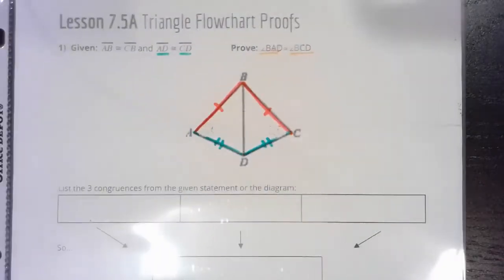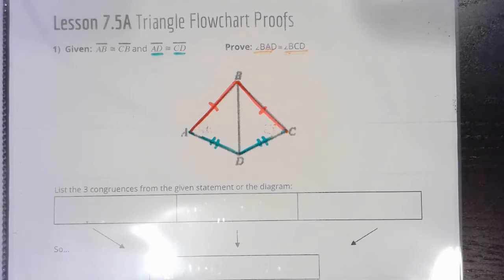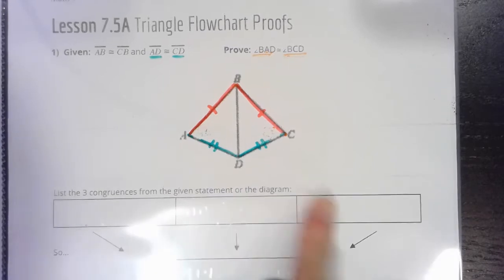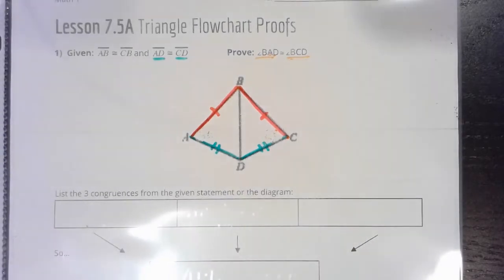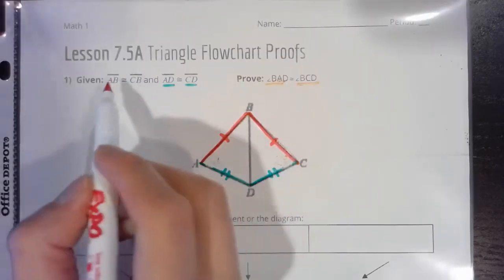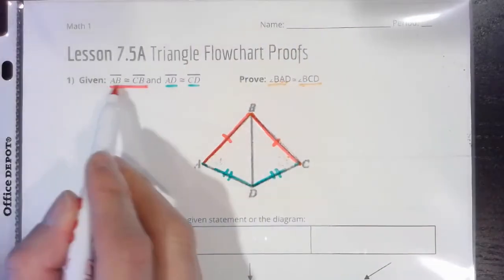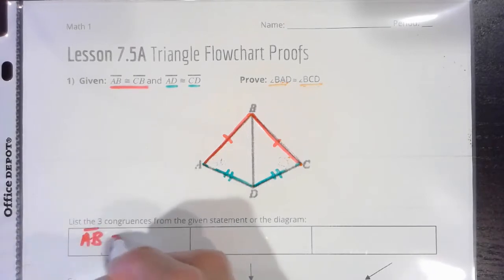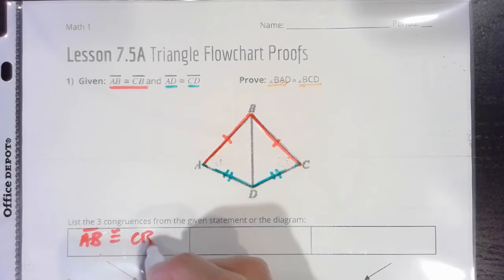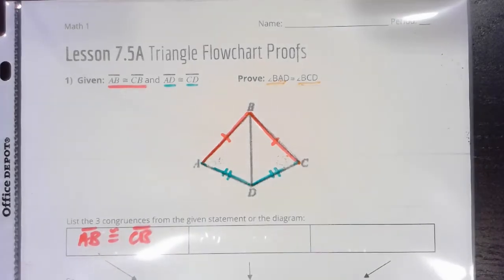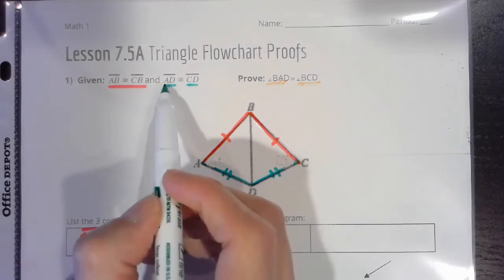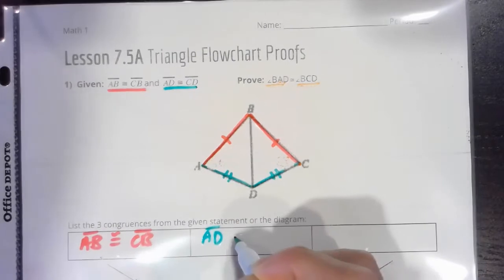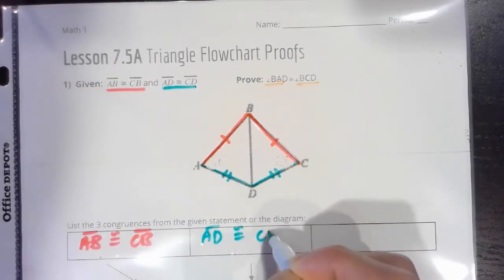Here's how we can put that proof into a flowchart. The first thing we want to do, if we want to prove that these 2 triangles are congruent to each other, is list the congruences that we already know. We know from the given that side AB is congruent to side CB. So I'll write that out. Side AB is congruent to side CB. We also know from the given information that side AD is congruent to side CD.